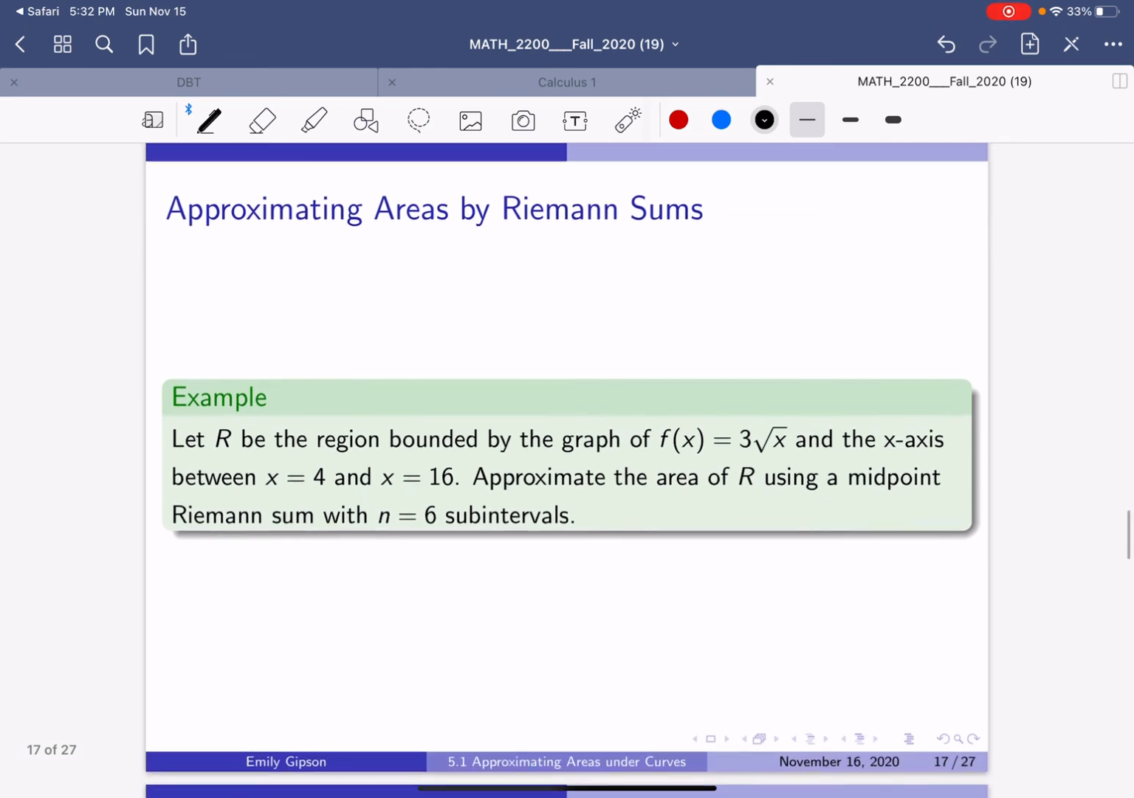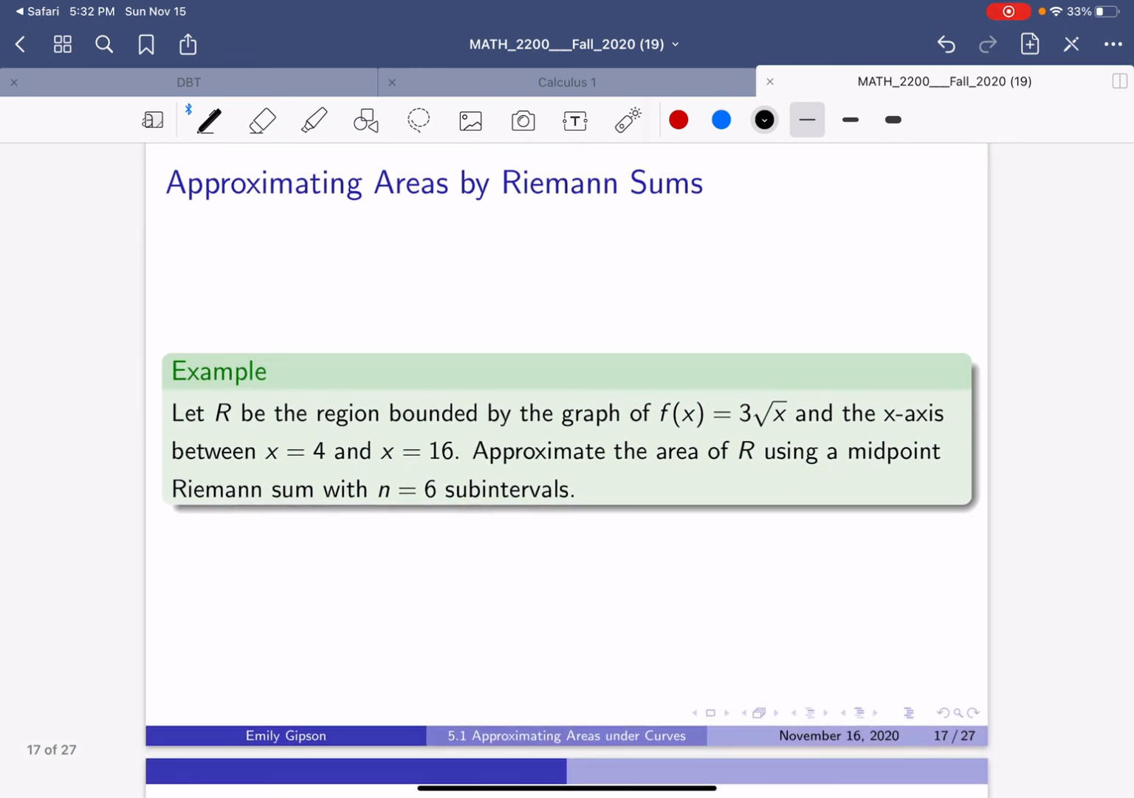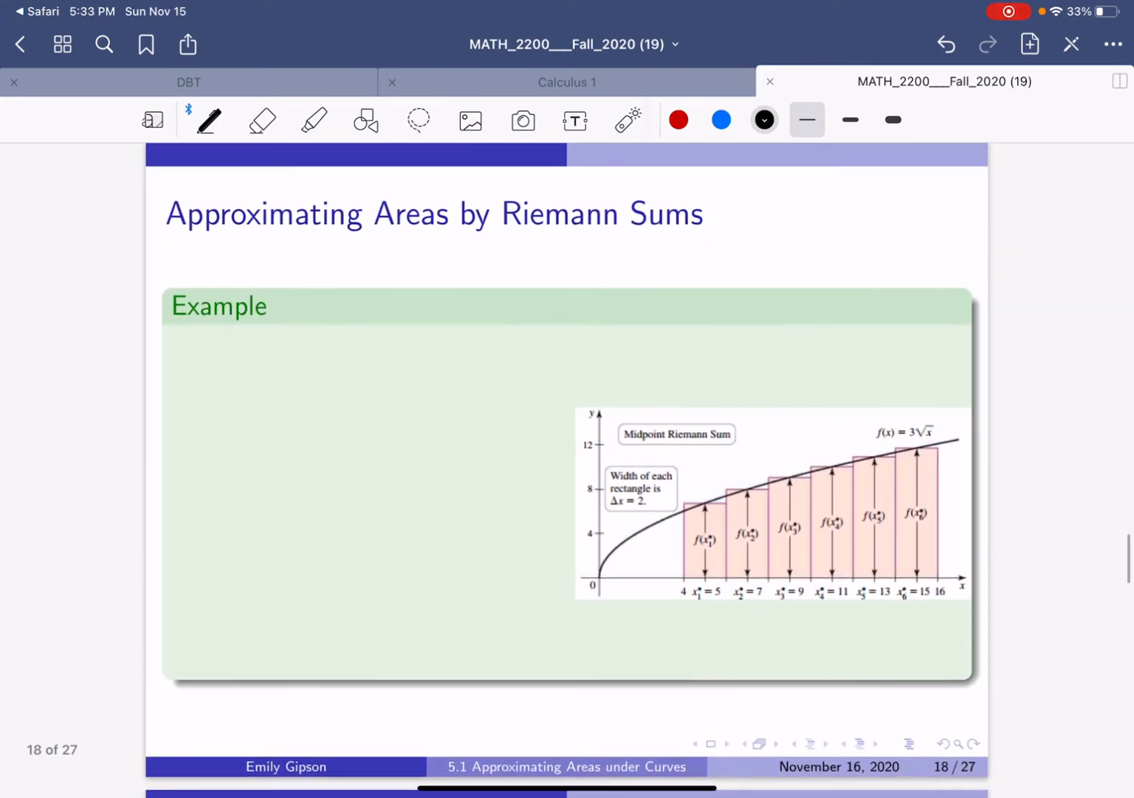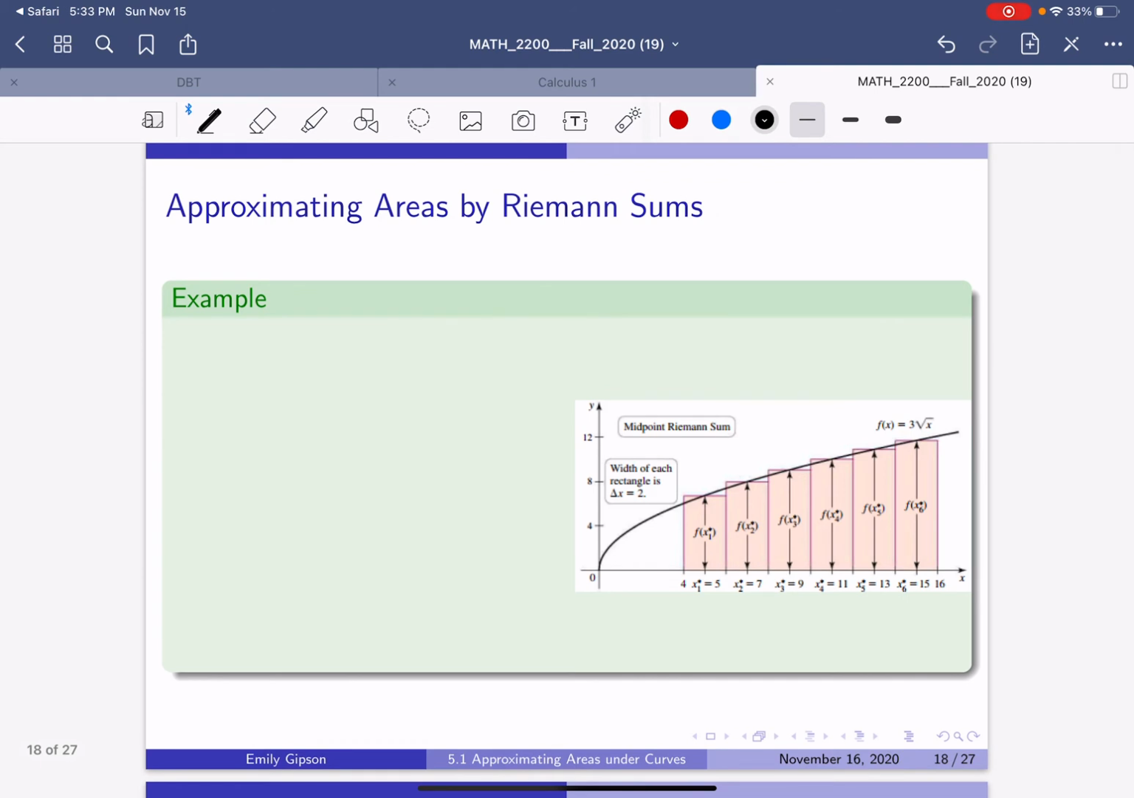So finally, we're going to use a midpoint Riemann sum with n equals 6. And we're setting this up exactly as we did the last time, except now we're using midpoints. So 3 root 5 times 2, 3 root 7 times 2, 3 root 9 times 2, 3 root 11 times 2, 3 root 13 times 2, 3 root 15 times 2.